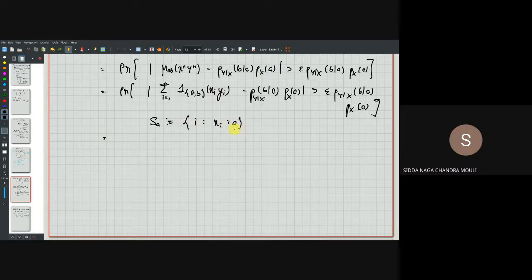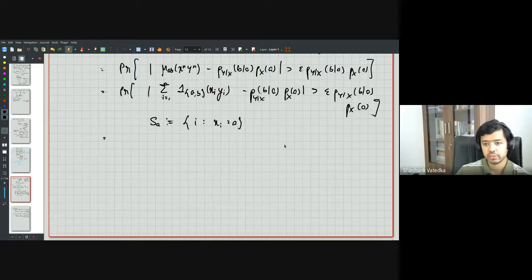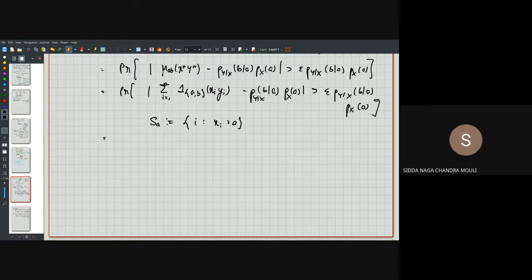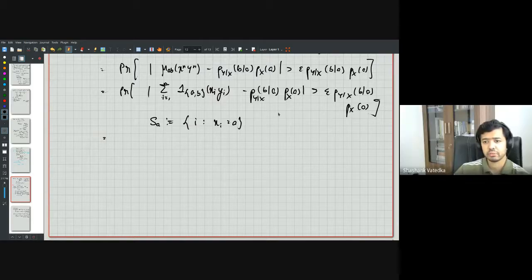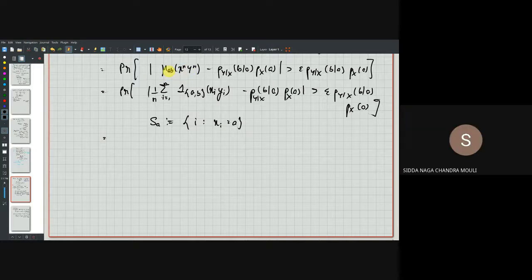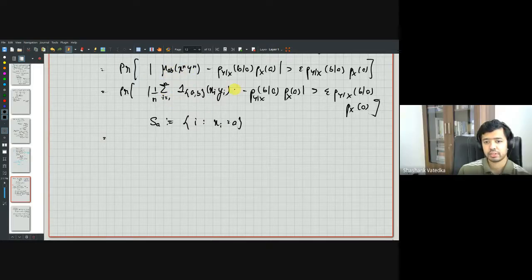Could you please repeat that last one? So which, this statement? Yes, sir. Yes. So I've done nothing over here, right? I've just said that. So what is mu_AB? It should be 1 over n. So mu_AB is the fraction of locations where x_i equals a and y_i equals b. And I've just written it out in this way.